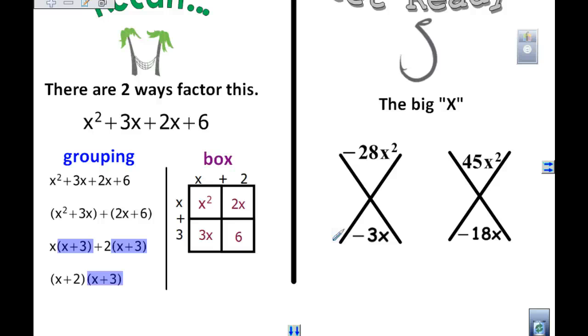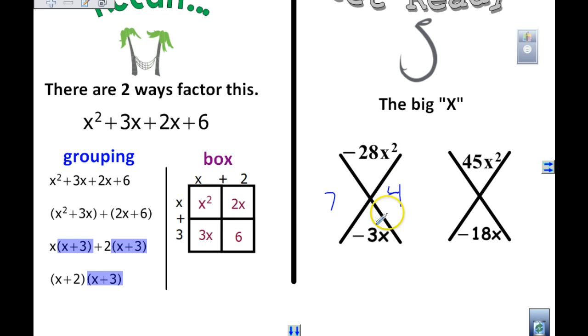On the left one, what two numbers multiplied to negative 28x squared and add to negative 3x? See if you can find those numbers. Now this first one is the easier of the two. Second one is a little bit more involved. So when you think of 28, what numbers should come to mind? 7 and 4. Can you use 7 and 4 to get to 3 somehow? Yeah. So 7 and 4 are going to be correct.